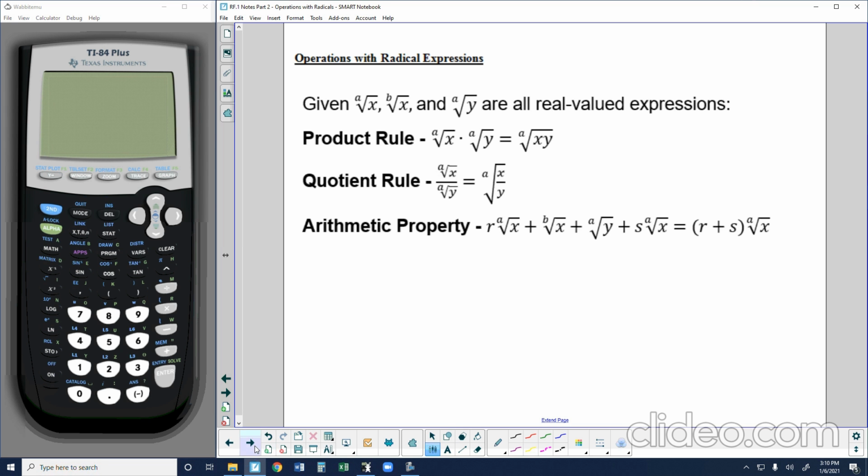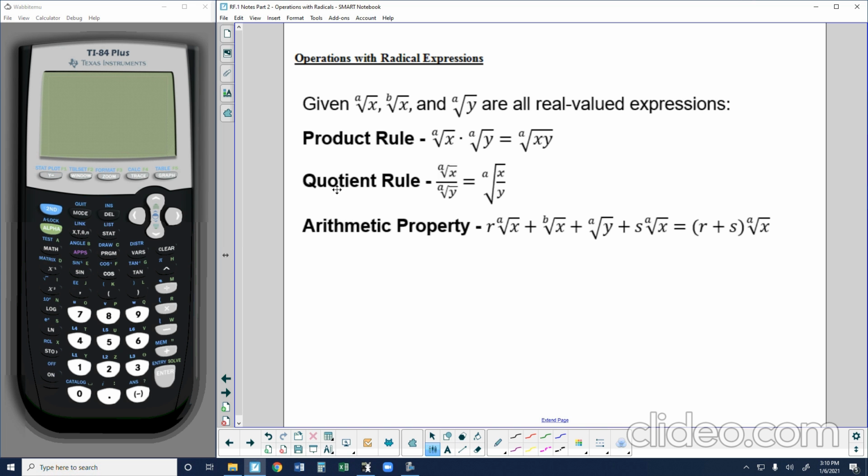The product rule tells us that if we have two roots that are identical in their power, so notice that little number, this is the a-th root of x and the a-th root of y, if the roots are identical, we can multiply together the radicands. Also, if it'll help us to simplify, which we have been doing in the past, we can take two factors and split them apart into two roots, which is what allows us to simplify. So we've been working with that.